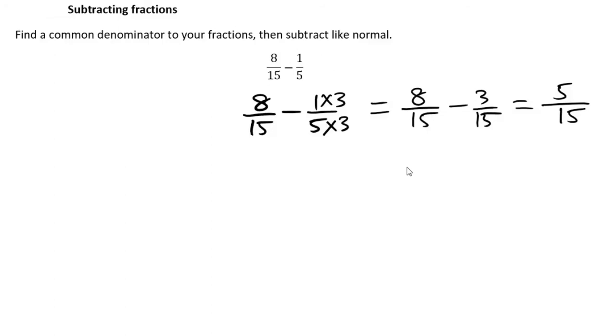How do we make it simplest form? We have to find a common factor. We can see that both can be divided by 5. If you divide 5 by 5, it gives you 1. If you divide 15 by 5, it gives you 3. The final fraction will be 1 over 3. That is the result of subtracting these fractions. So that's how we subtract fractions.